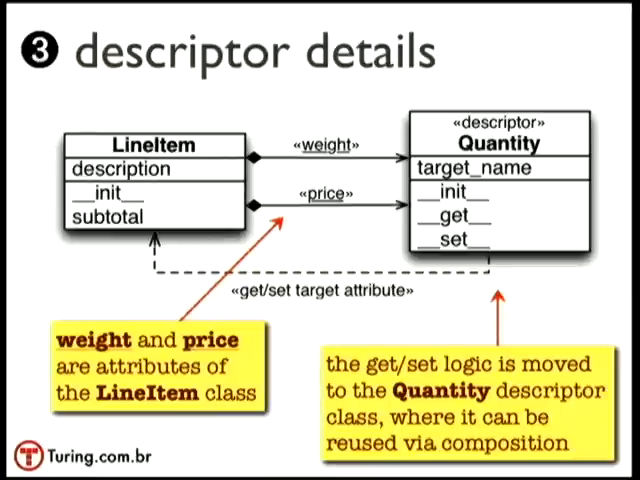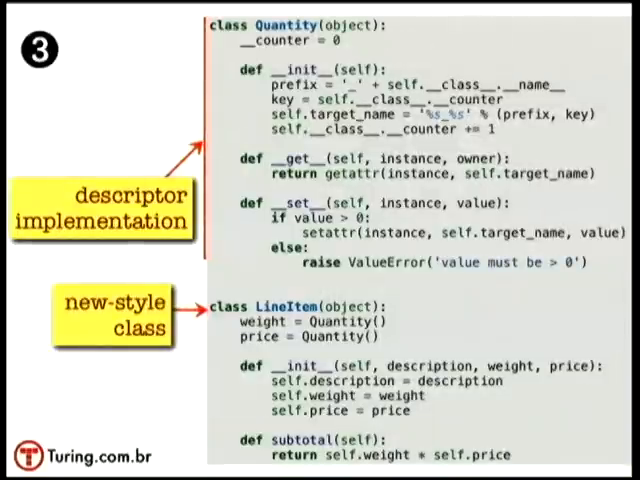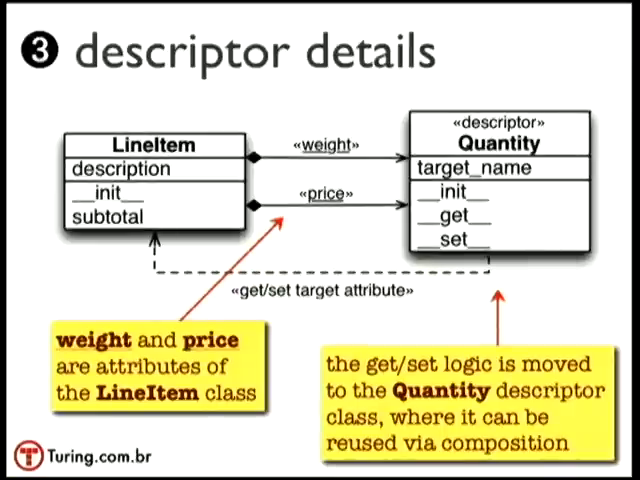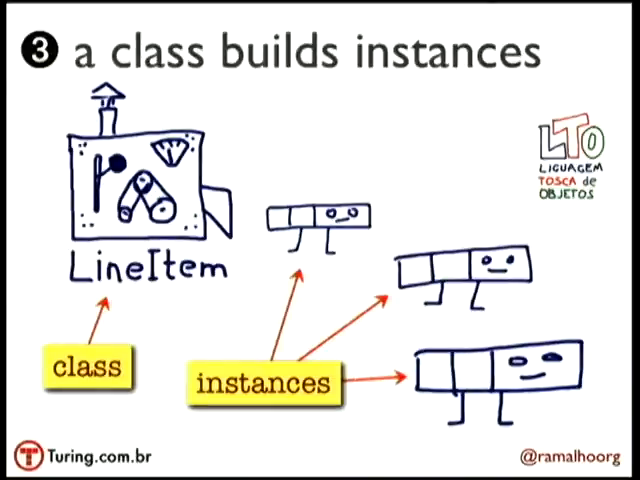Why? Because if you look at the code, the line item class has two instances of quantity attached to it. And okay, this is pictured here, but may not be so clear. So then I decided to invent this other notation.